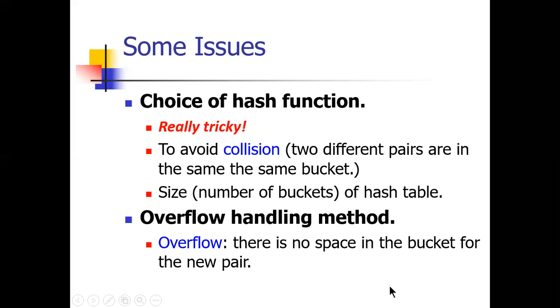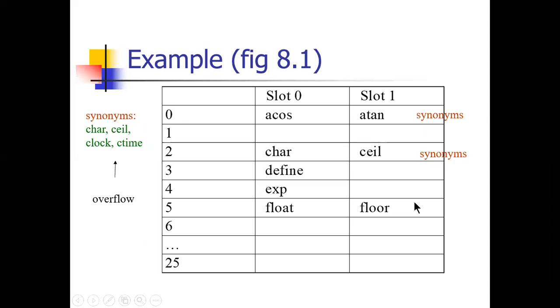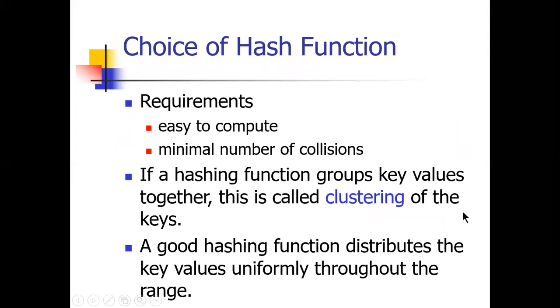Now, overflow handling: this is when there is no space in the bucket for the new pair. Once you put in a new pair, the buckets are full, and the function finds it difficult to access the data. This is an example of what we're talking about here. For slot 1, slot 2, you find that some of these data buckets hold similar values, so it becomes a problem in this case.